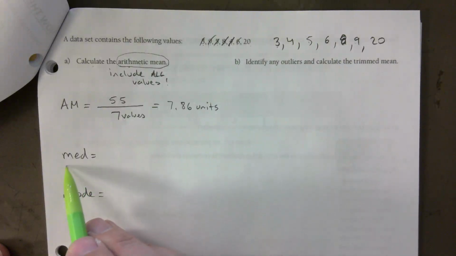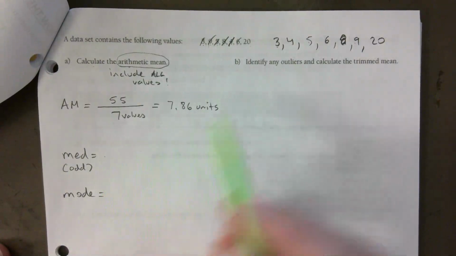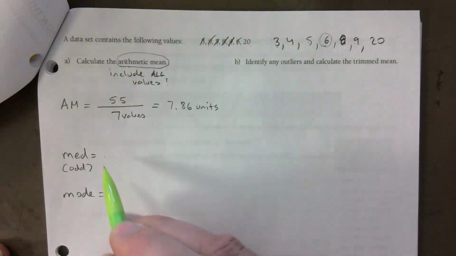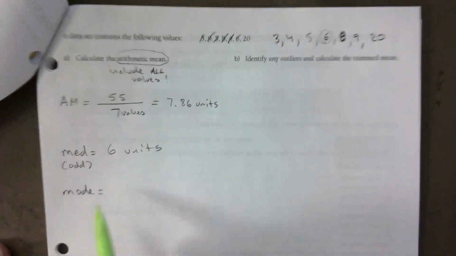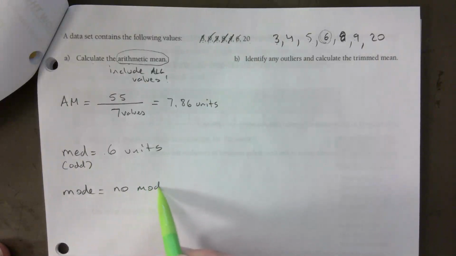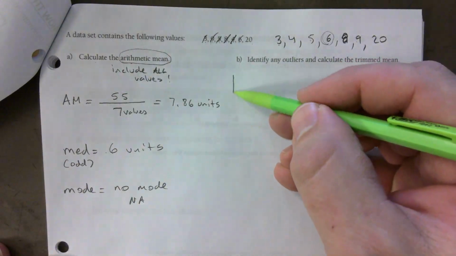Because it's odd, I can just go pick a number, and it's going to be 6, because 3 are below, 3 are above. So 6 units. Is there a mode here? No mode. Or NA. You can go NA, not applicable, or no mode. Okay.